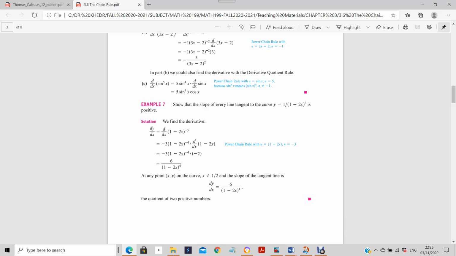At any point with the coordinates x and y on the curve, provided that x is not equivalent to half, the slope of the tangent line will always be positive. Why? Because 6 is a positive number, and the denominator here is raised to the power of 4. So any number raised to the power of 4 will be a positive number. So if you divide a positive number by a positive number, the answer will be a positive number. Okay? So this is true for all values of x, except x equals half, because when x equals half, the denominator will be 0, and this will be an undefined number.